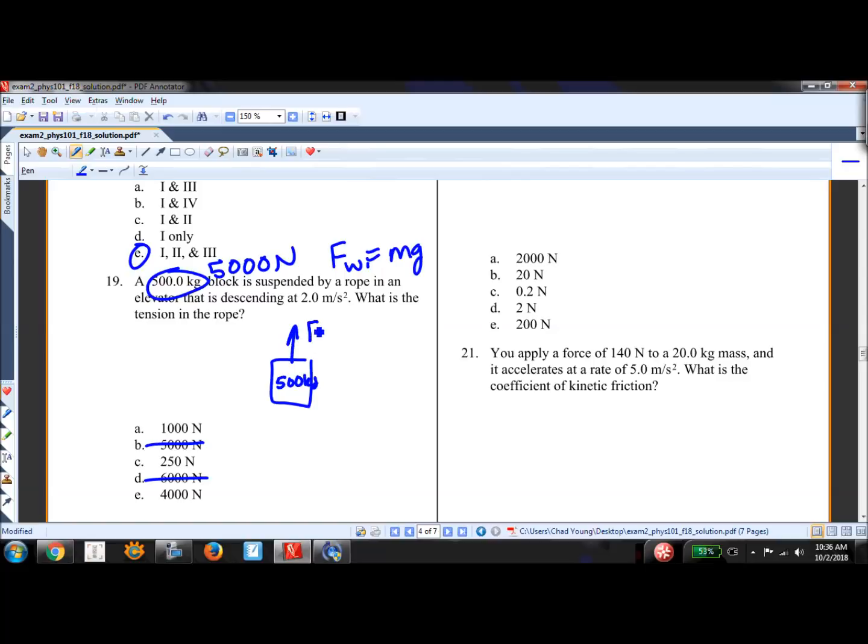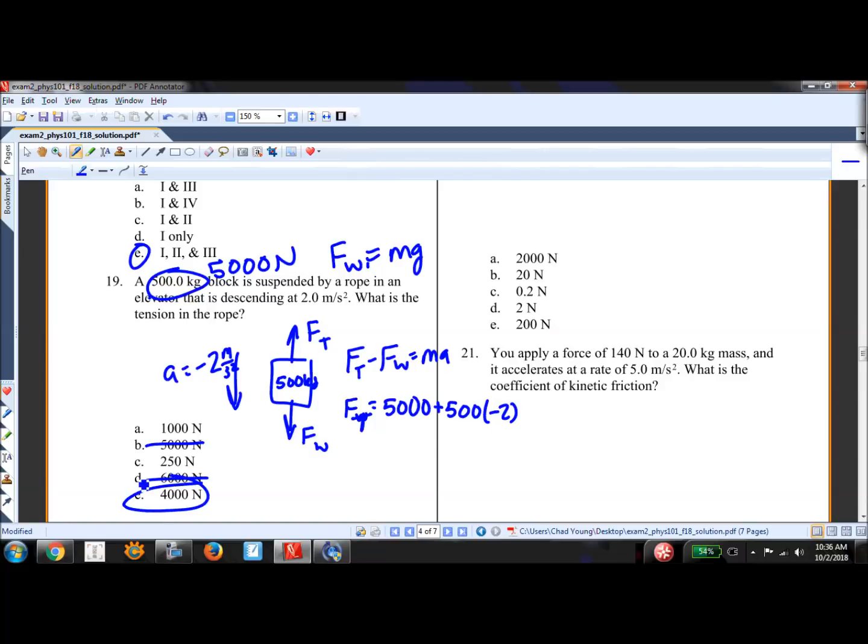It has a tension that's holding it up, and it has a weight. And it's descending with an acceleration equal to negative 2 meters per second squared. So Ft minus Fw is equal to ma. Ft is what I'm looking for. Ft is equal to Fw, which is 5,000, plus 500 times negative 2. So that's equal to 4,000.